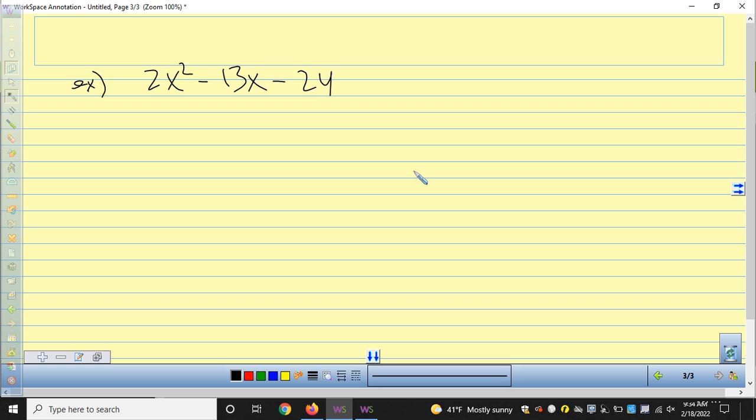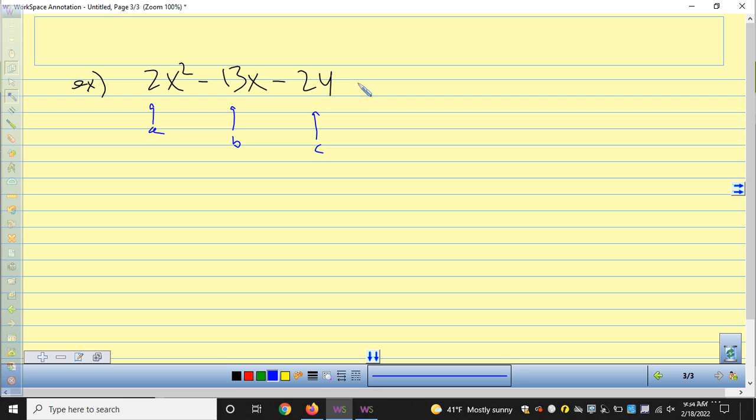All right, the first thing we want to do is check for a GCF. Is there some number that goes into 2, 13, and 24? Just one, because 13 is prime, so we don't need to factor out a GCF. There's A, there's B, and there's C.